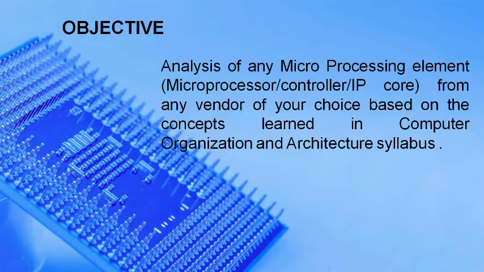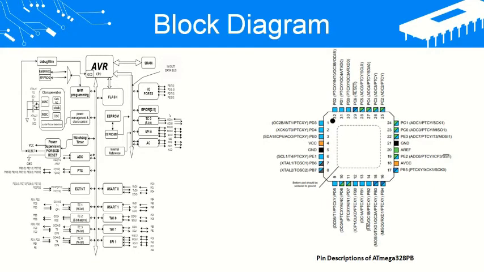Basically, we have to analyze any microprocessing element from any vendor of our choice based on the concepts learned in computer organization and architecture. So I have selected the ATmega328PB microcontroller manufactured by Microchip Atmel. Now, why I have selected this and what is this microcontroller?